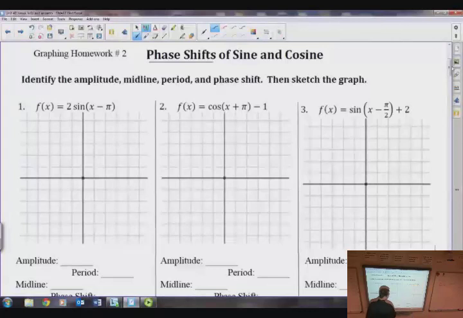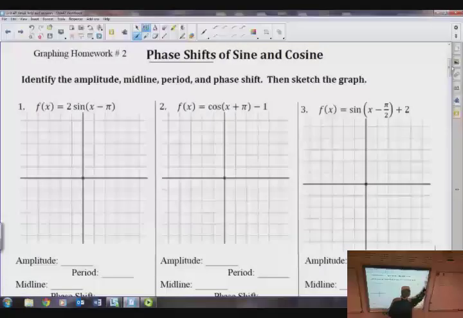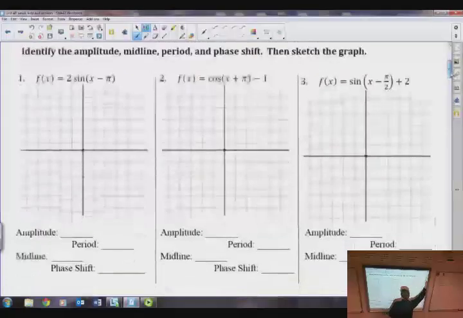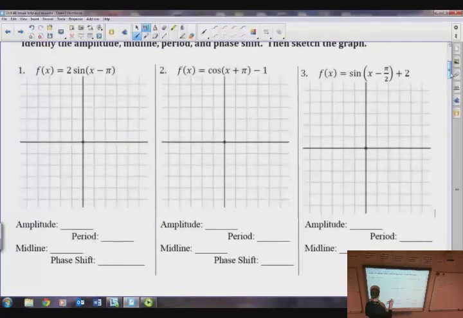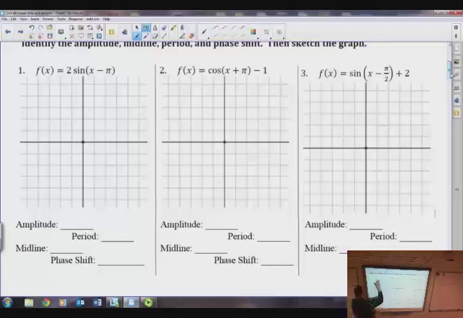So what we already did in class today is, here we go, and if you want to help me out, my assistant, you can help me fill in these blanks. Because we can actually find the amplitude, period, midline, and phase shift all from just the equation.